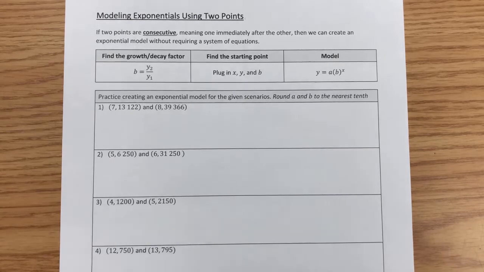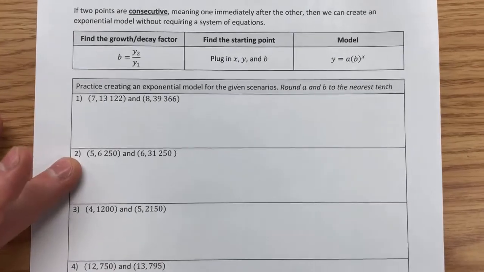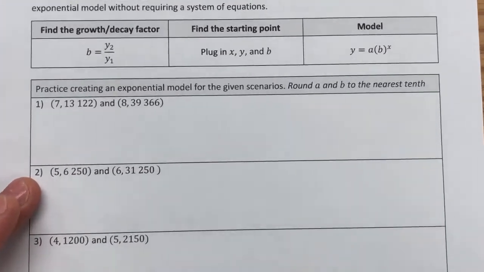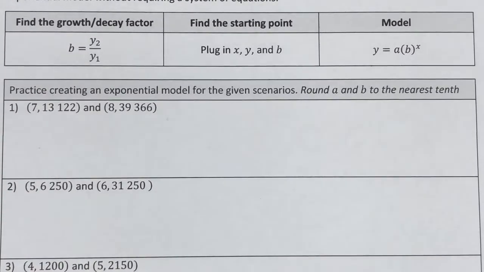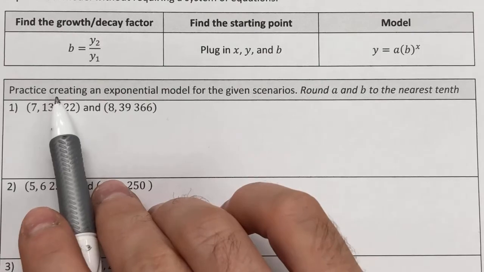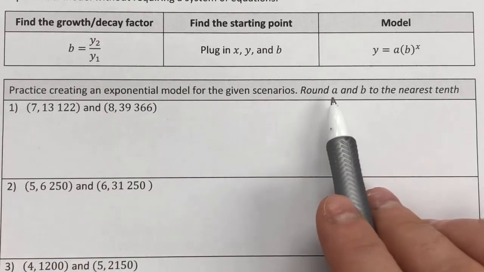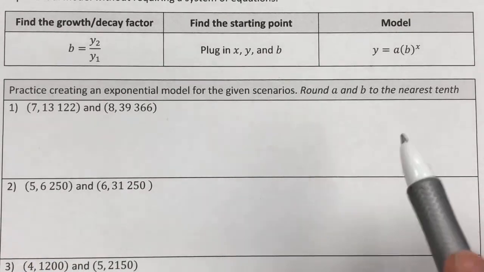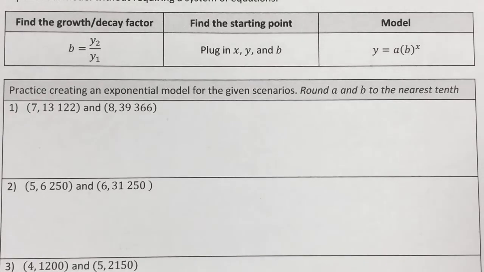So without further ado, let's jump into the first one and keep an eye on our steps on this first one to make sure we're following the right procedural order. We're going to create an exponential model for the given scenarios, and if a and b are not whole numbers, we're going to round them to the nearest tenth.